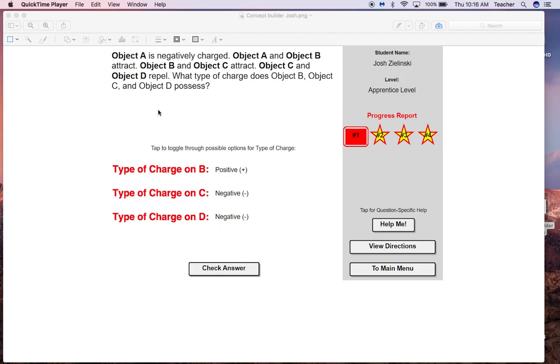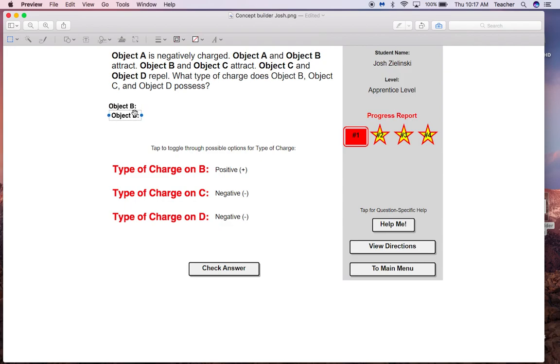So let's go through the logic in this case. It says object A is negatively charged. I'm going to come up here with this. I'm going to say object B, and then we're going to do object C, and then object D.